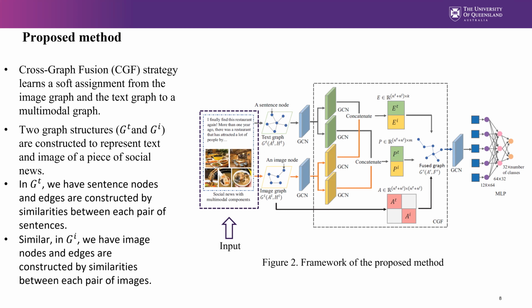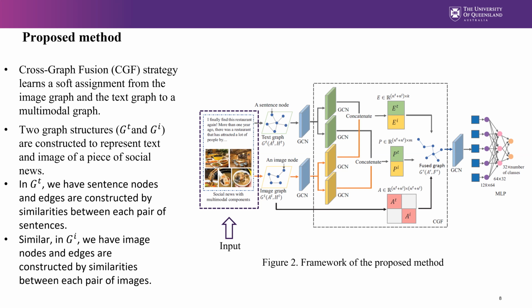The cross-graph fusion strategy aims to learn a soft assignment from the image graph and the text graph to a multimodal graph. In this way, the important information from both image and text is fused and extracted for the further prediction. And figure 2 shows the framework of the method.